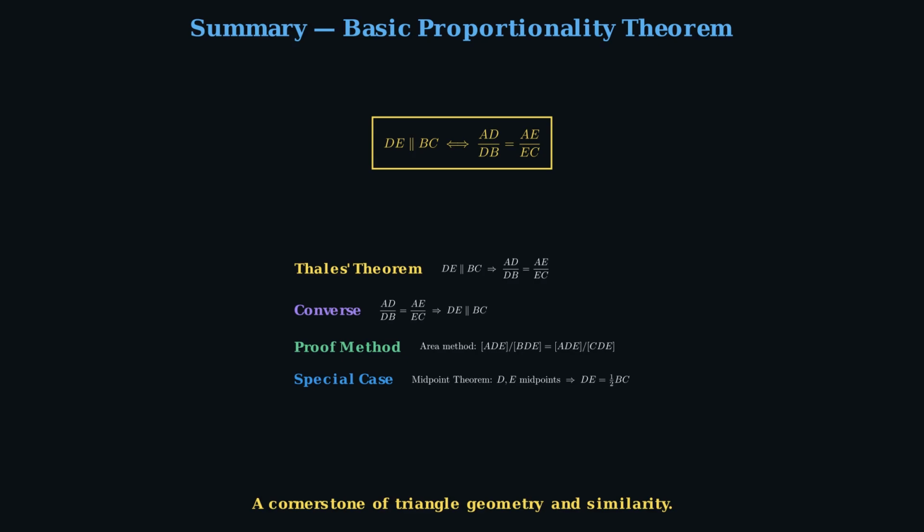The proof uses a beautiful area argument. Triangles sharing heights and equal areas between parallel lines. And the midpoint theorem is a special case where the ratios equal 1. Thales' theorem is truly a cornerstone of geometry, essential for similarity, scaling, and countless geometric proofs.